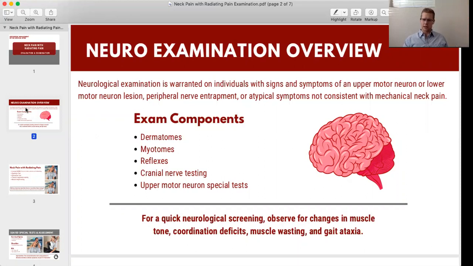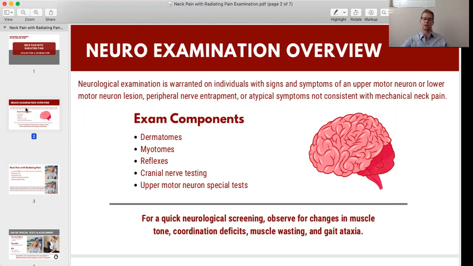There are also some quick checks that you can do, or quick things to observe and look out for without doing a full test. But if you have some suspicion that they have a neurological problem of some sort, even if it's a peripheral nerve entrapment, it can help you make a better diagnosis if you do this testing. So some of those things to look out for are changes in muscle tone, changes in coordination, muscle wasting or some muscle atrophy, and then also gait ataxia. So if they have clear difficulty balancing, or it looks like they have an uncoordinated gait pattern, those are all important things to look for.